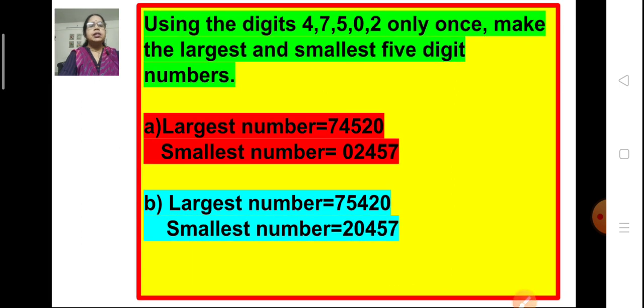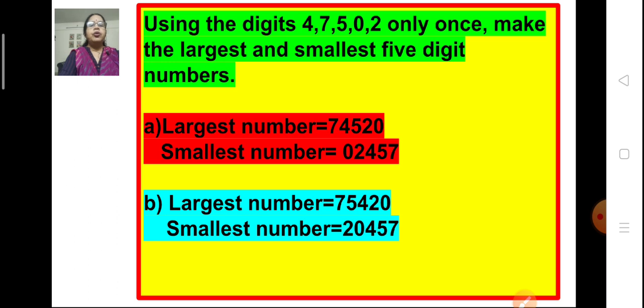Here this problem is about making the largest and smallest numbers from the given digits. Okay, let's see, using the digits 4, 7, 5, 0, 2 only once, make the largest and the smallest 5-digit numbers. Alright, so we have 5 digits given here and you have to make the largest number and the smallest number. We have two options as the answers, we have to choose the correct option.